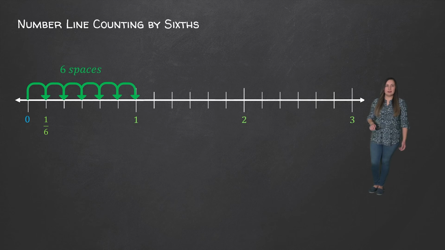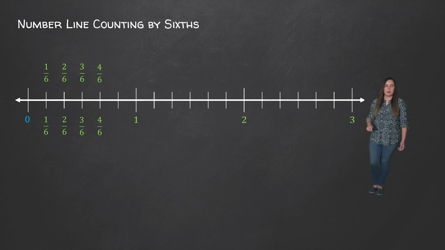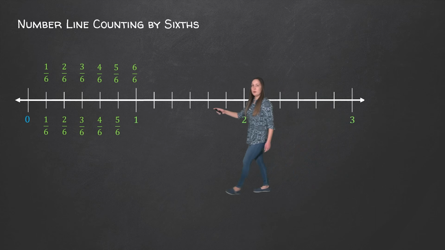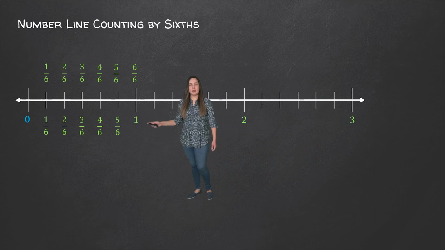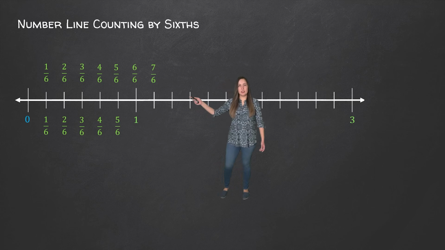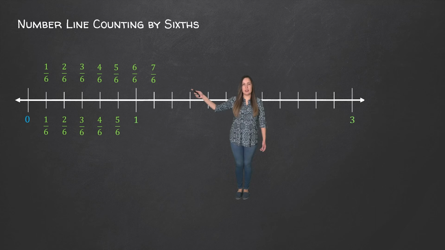So we have 1 out of 6, we have 2 sixths, we have 3 sixths, we have 4 sixths, and we have 5 sixths. Then we have 6 out of 6, which is equivalent to 1 whole because it takes 6 out of 6 spaces to make 1 whole. After 6 over 6, we're going to continue the pattern and we get 7 out of 6, which is an improper fraction that can be written as 1 and 1 over 6.